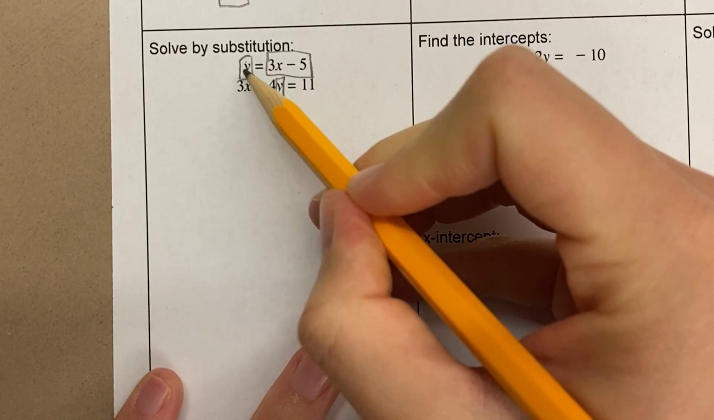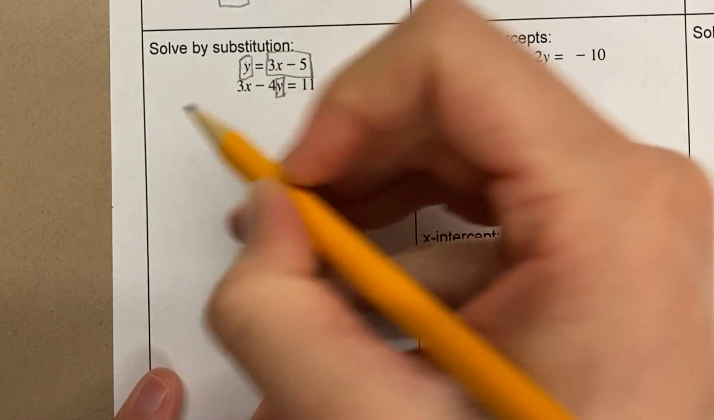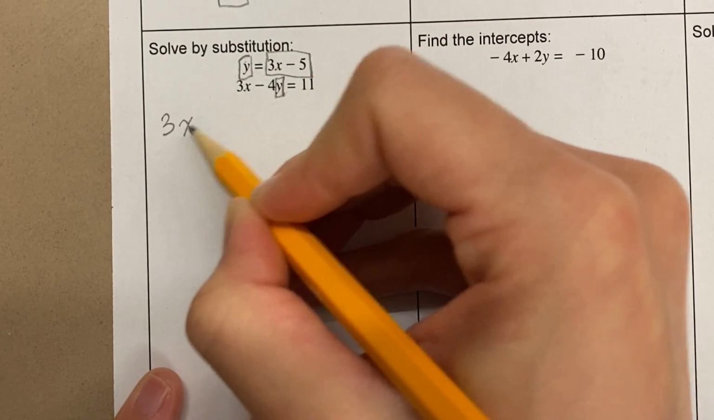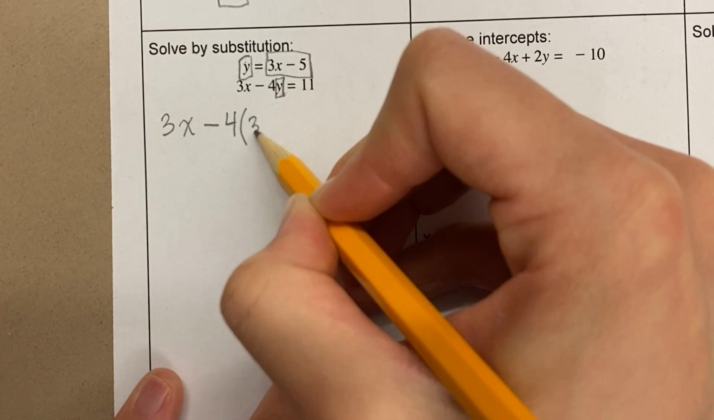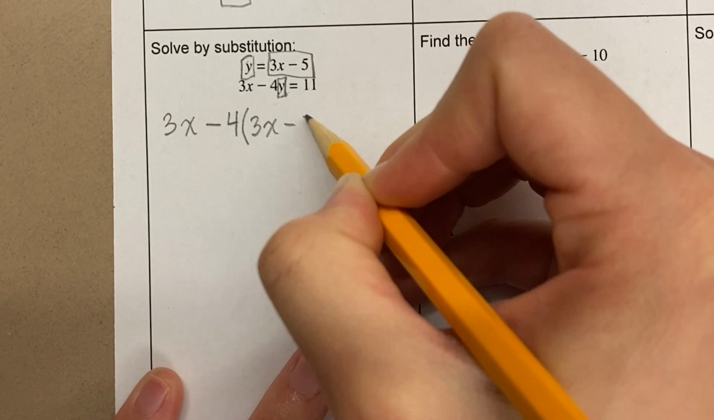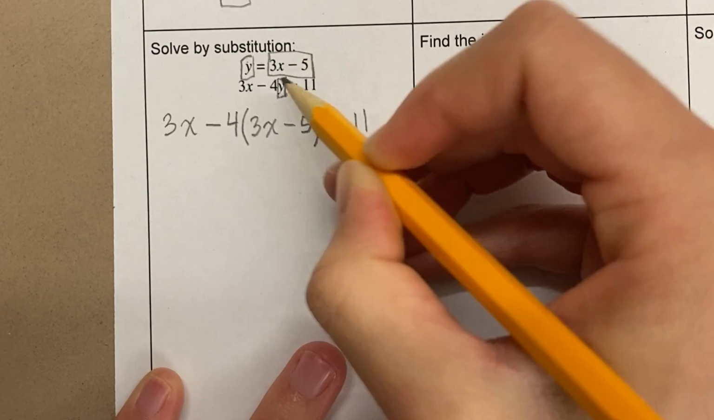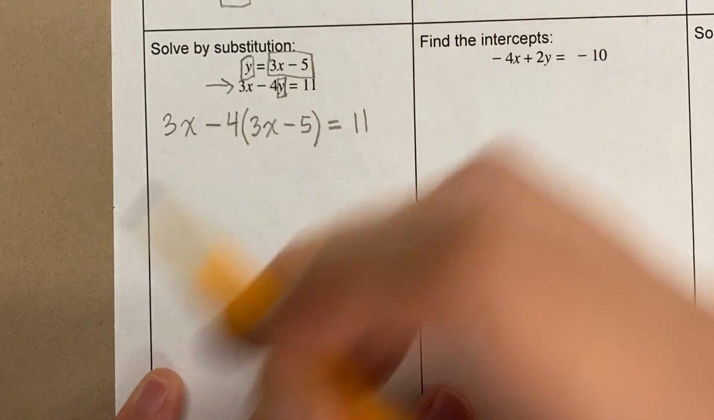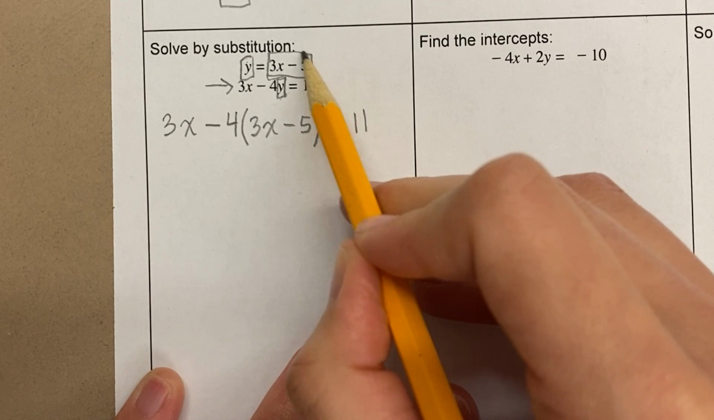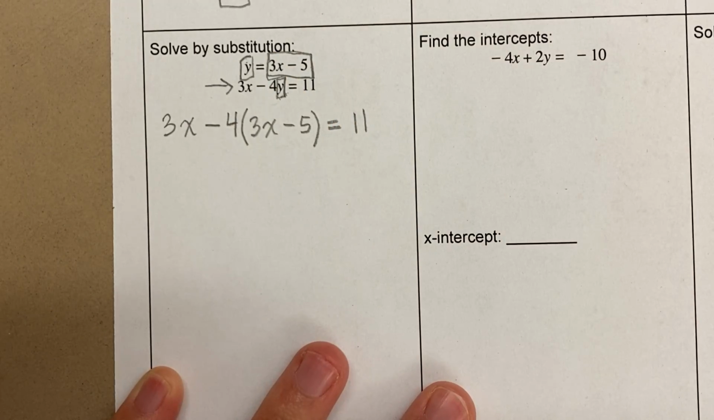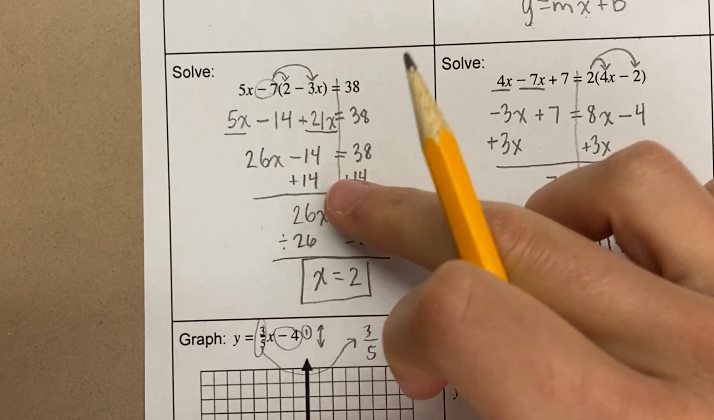So what I can do is say, oh, okay, well, that means this, 3x minus 5, is the same as this y. So I can take this whole thing, and instead of that y, I can plug in 3x minus 5. Okay, so notice what I did. I copied this equation, but instead of y, I replaced it with this expression that is equal to y. Now I can just solve this equation, right?